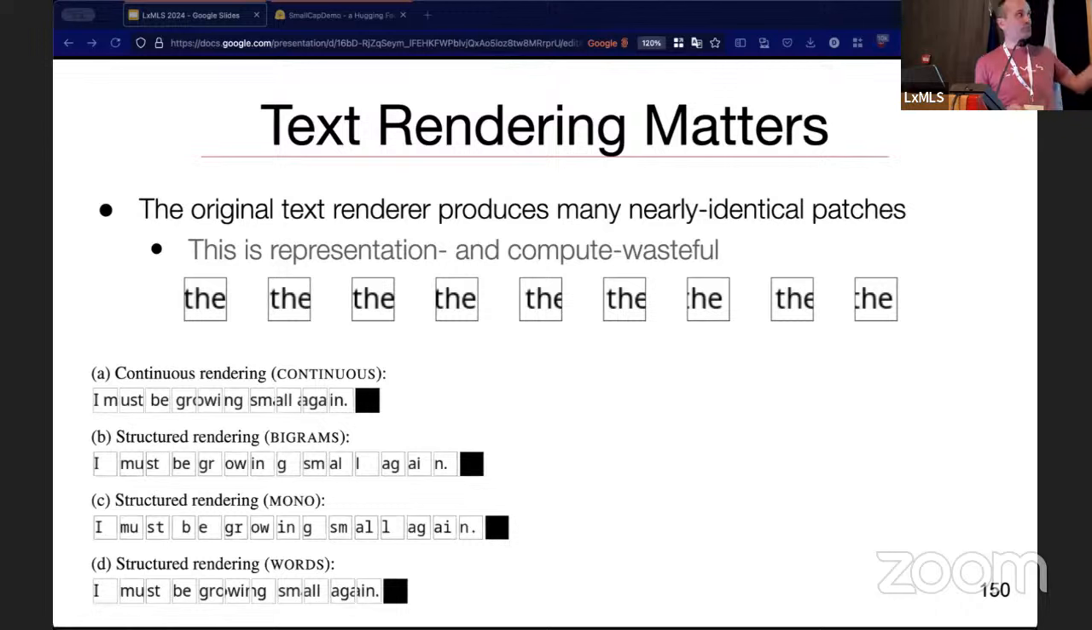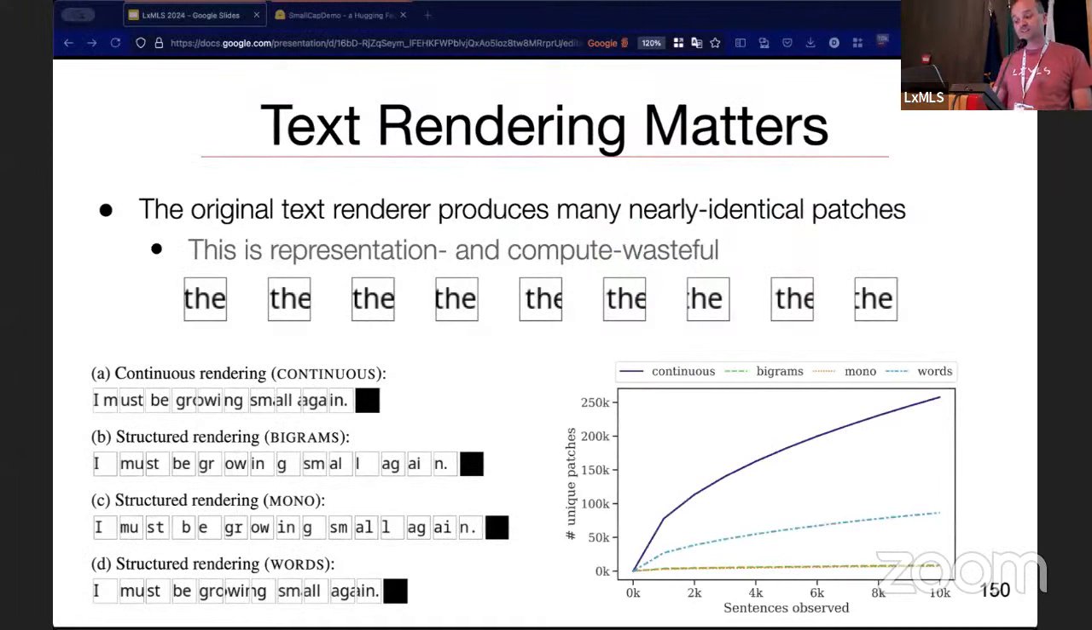The original approach is called continuous. Then we have a structured approach based on trying to render character bigrams into patches, or trying to use monospaced fonts, which has a drawback because not all languages can be written using monospaced fonts, especially if you need to, where each word must start in its own patch.